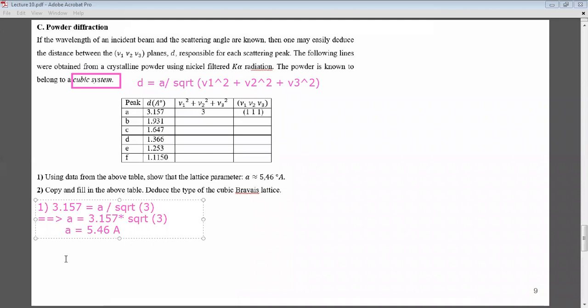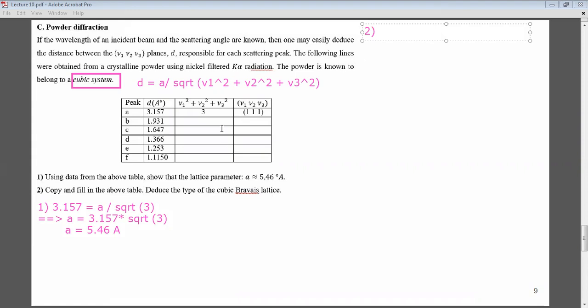Okay, part 2. Copy and fill in the above table. Deduce the type of cubic Bravais lattice. Okay, so this is a cubic Bravais lattice. So what are the possibilities? It can be simple cubic, BCC, or FCC. But before that, we need to fill in the table.